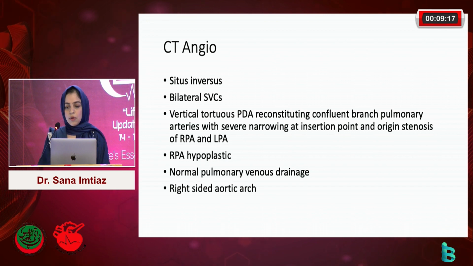Owing to the complex anatomy, a CT angio was done, which showed a vertical tortuous PDA reconstituting confluent branch pulmonary arteries with severe narrowing at the insertion point and origin stenosis of the right pulmonary artery and left pulmonary artery. The right pulmonary artery was hypoplastic throughout its course. There was a right-sided aortic arch.